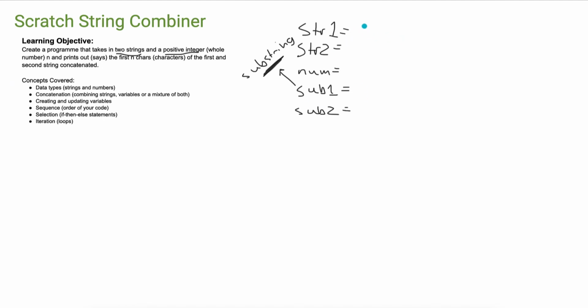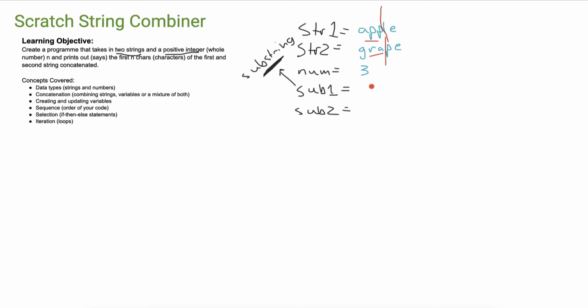So let's say we write our program, and for the first string, we type in the word apple. So I'll just write that out. And for the second string, we type in the word grape. And say we type in the number 3. Now, our program is going to do the following. Because we typed in the number 3, our program should take the first 3 letters of our string 1 and string 2 and concatenate them.